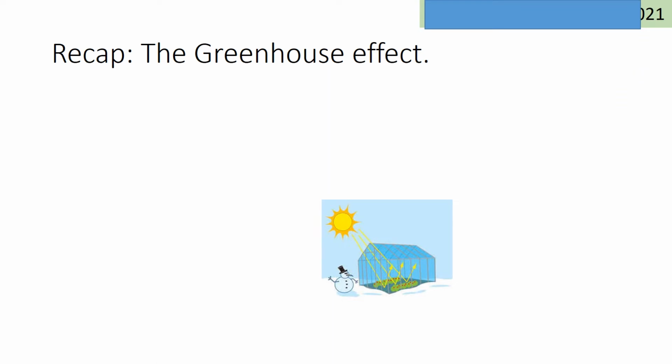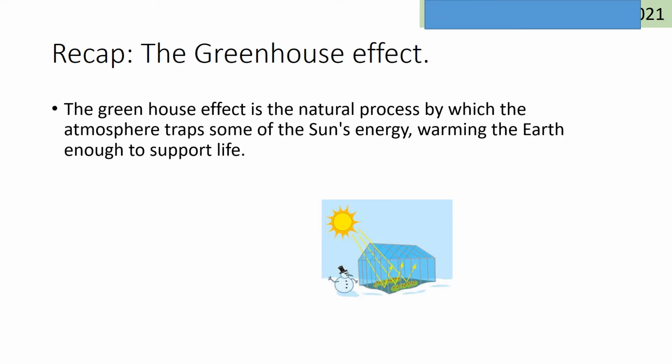So, going over the greenhouse effect, lovely there. A little snowman outside, it's cold, but yet my greenhouse is lovely and sunny and warm, and my plants are growing. So the greenhouse effect is the natural process by which the atmosphere traps some of the sun's energy, warming the earth enough to support life. So that's really important here.